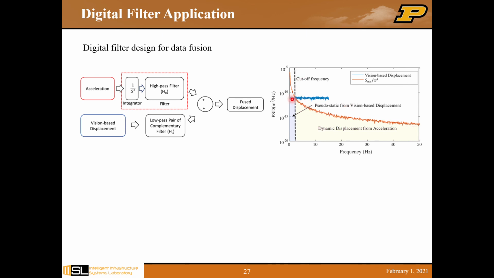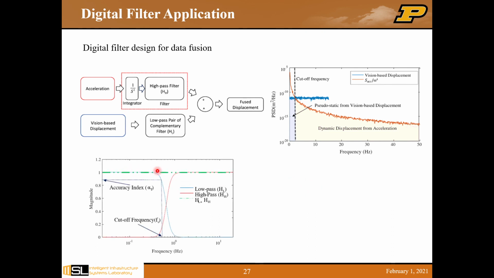Can we just take advantage of both measurements, and then we can eventually obtain not just the relative displacement, but also the absolute displacement. So that's the idea for this data fusion using filters. This is how the filter looks. This is called a complementary filter.